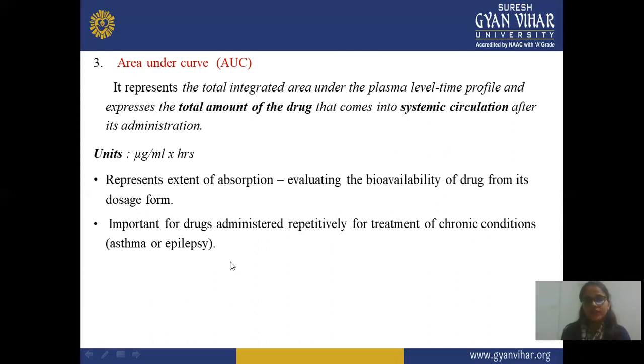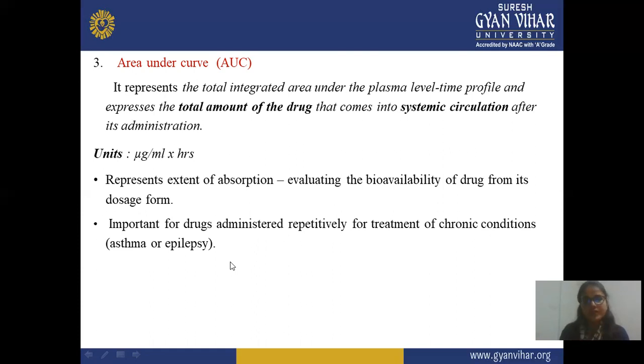And it represents the extent of absorption, evaluating the bioavailability of a drug from its dosage form. In this area under the curve, mainly we are checking how much drug is present in systemic circulation or available in plasma. So this parameter is also used to check the bioavailability of a drug, or how much drug is available in your body in a dosage form after administration.